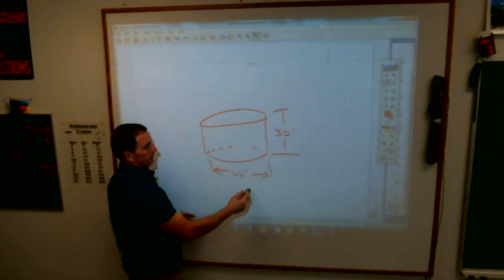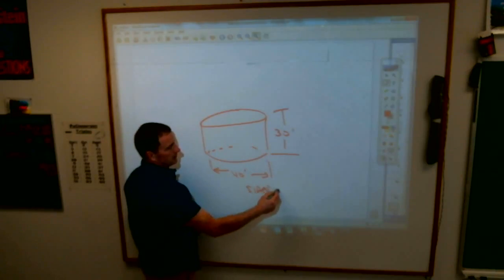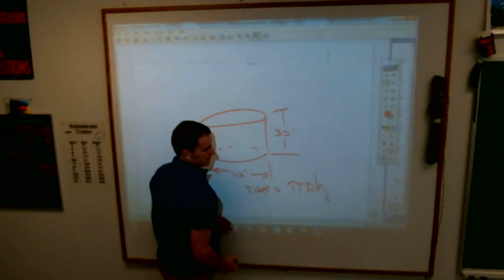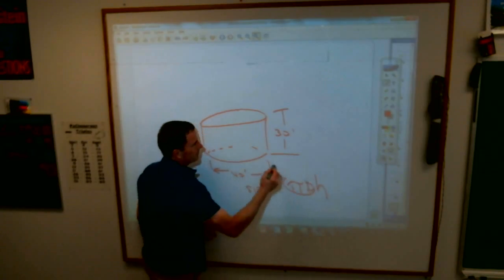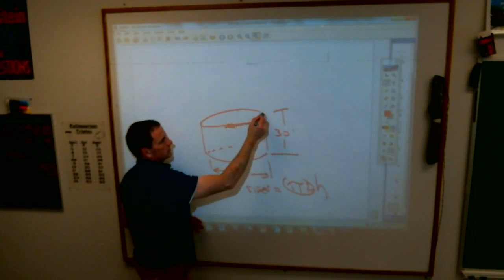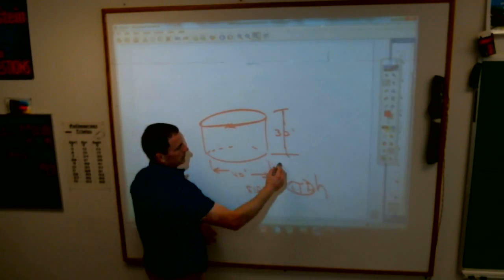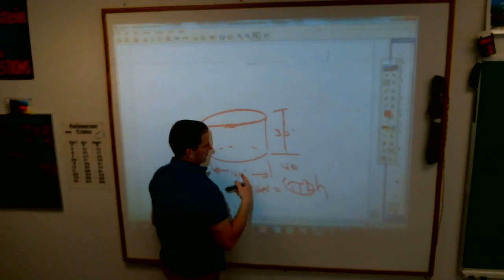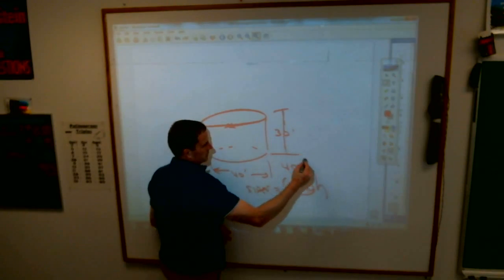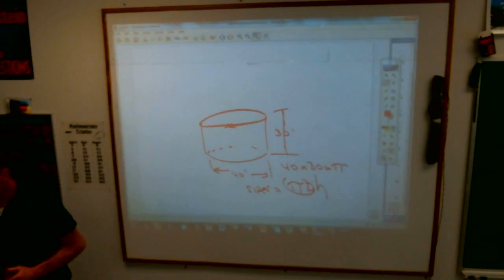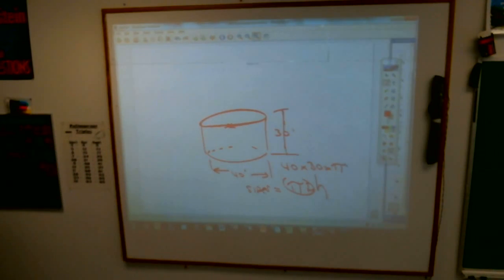which the formula for the area of the sides is about pi times diameter times height. Pi times diameter is the circumference of this circle, and the height is right there. So it would be 40, which is the diameter, times 30 times pi. And did it say to leave in terms of pi? Oh, it didn't. It said to use 3.14 pi. That's enough of that. All right.